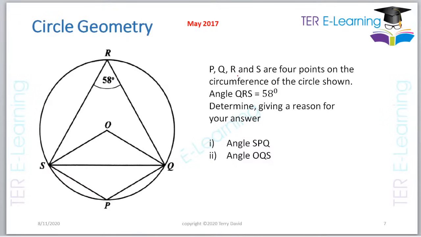We have PQRS, 4 points on the circumference of a circle shown, and they are telling us that angle QRS is 58 degrees. Basically, all of this is just telling us what we've already seen on the diagram. The first part they want us to work out is angle SPQ. You need to look at the diagram and figure out what angle they're talking about. This is S, this is P, and this is Q. So angle SPQ is this angle here. They want us to know what that angle is.